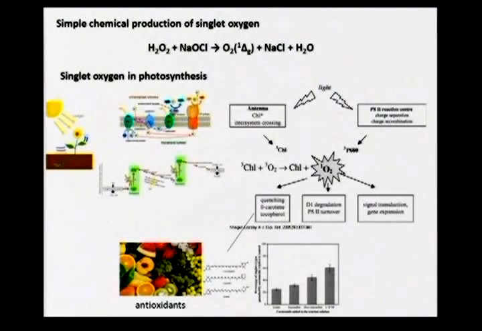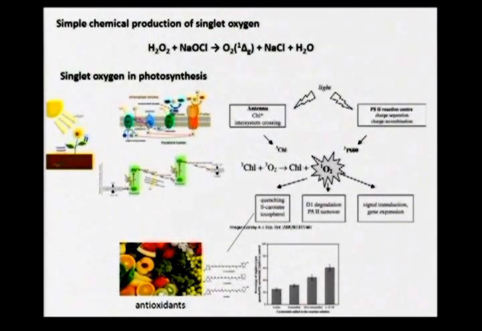Singlet oxygen can be produced not only in PDT, but for example, it can be produced chemically by this sort of reaction. Singlet oxygen is also produced during photosynthesis, so that in a normal photosynthetic process, one of the pathways that can occur is actually the generation of singlet oxygen in the photosynthetic pathway.